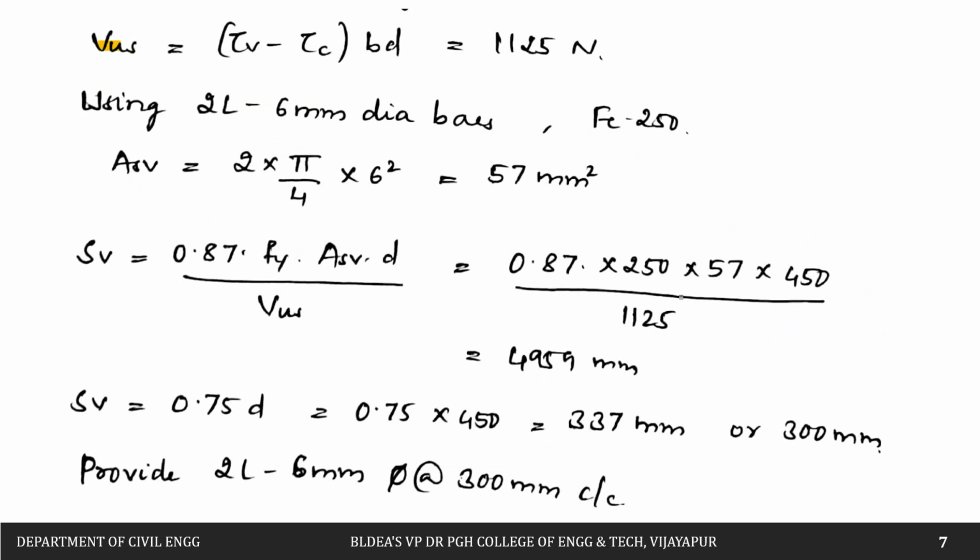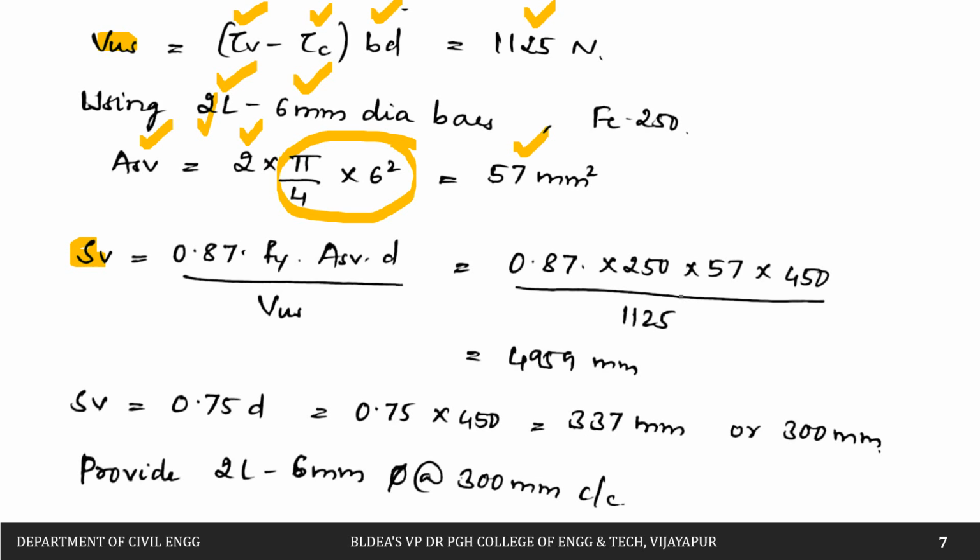Then next is Vus is equal to tau v minus tau c into b into d. So if you calculate, we'll get the answer as 1125. This much has to be resisted by the shear steel we provide. So let us assume 6 dia, a two-legged 6 dia. So area of steel will be pi by 4 into d square multiplied by 2. Why? Because it is a two-legged stirrup. So the area will be 57 mm square.